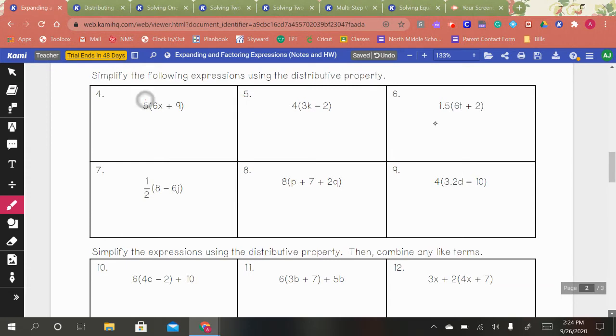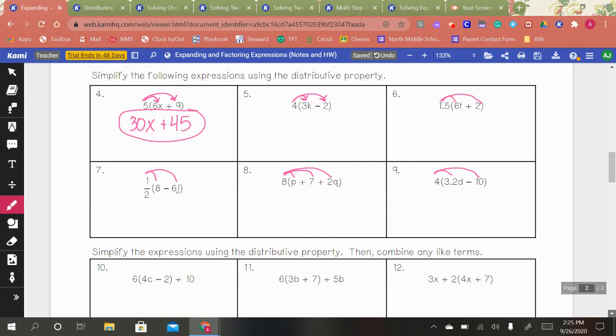All right, simplify the following expressions using the distributive property. I would like for you to get in the habit of drawing arrows over top of your problem. That way you know that you are going to be distributing that front number to both or all terms inside the parentheses. And then you can go ahead and start solving them. So on number 4, it says 5 parentheses 6x plus 9. 5 times 6x is going to be 30x. 5 times 9 is 45. 30x and 45 have no like terms, so you cannot combine them together.